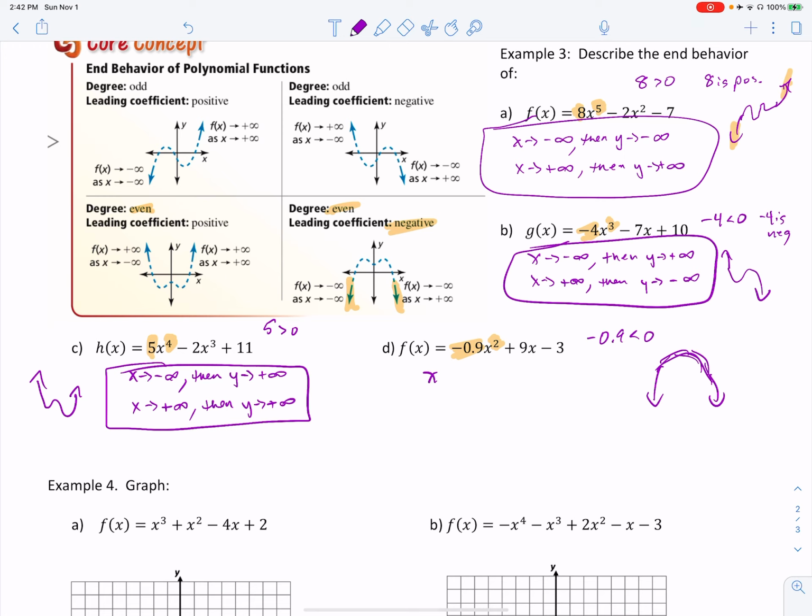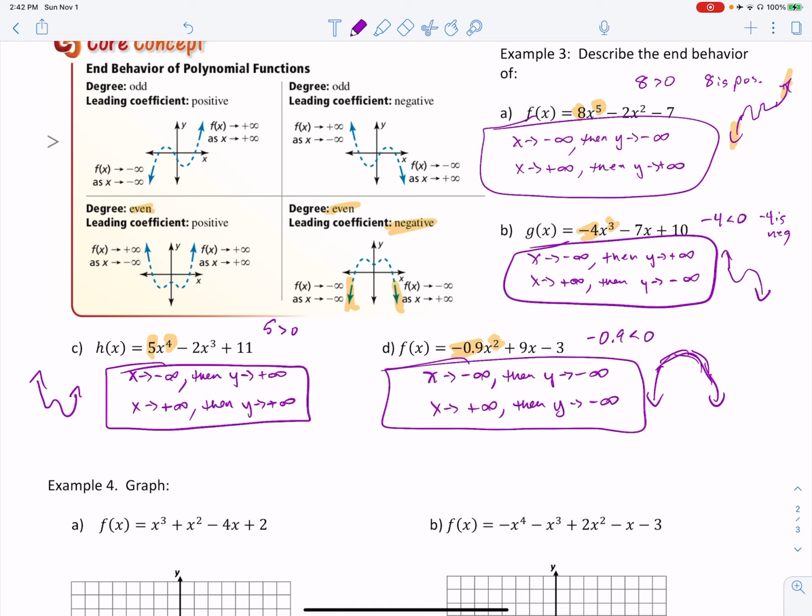And so we're going to say as x goes to negative infinity, then y goes to negative infinity. And as x goes to positive infinity, then y still goes to negative infinity because both ends are down. So there is your end behavior.